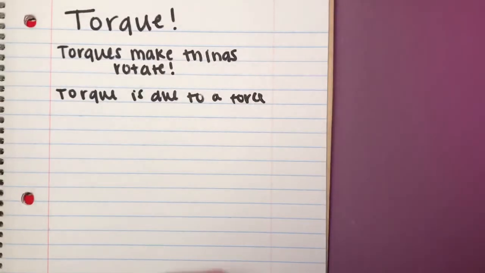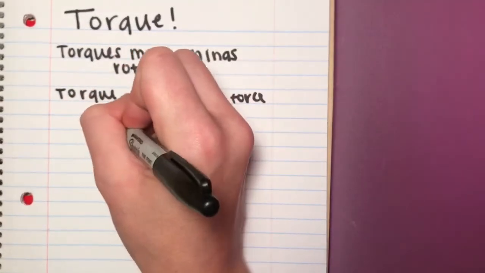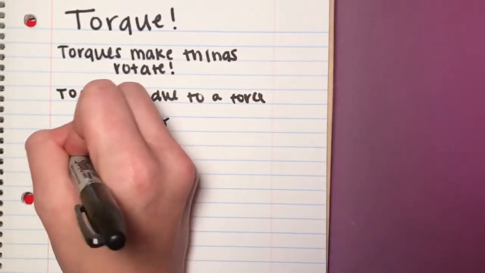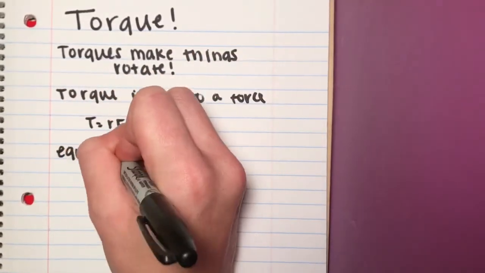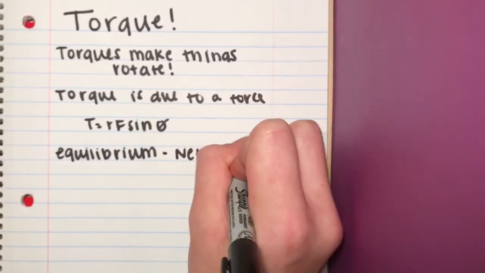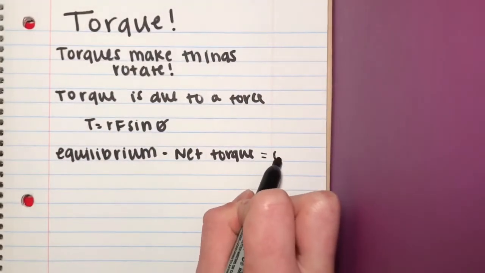The equation for torque is seen as τ equals r F sine theta, r being the radius from the pivot point, F being the force applied, and theta being the angle to the radial line. For an object that has rotational motion and is in equilibrium, the net torque will equal 0.